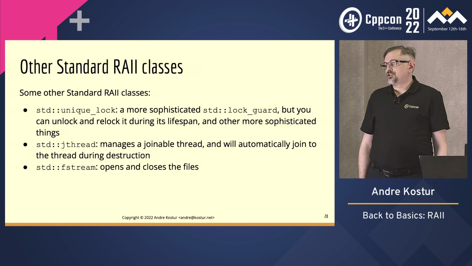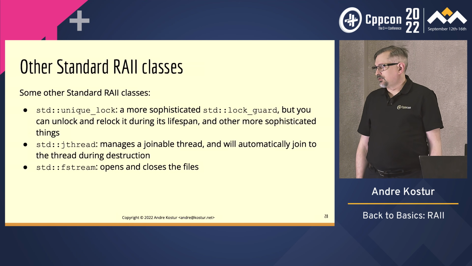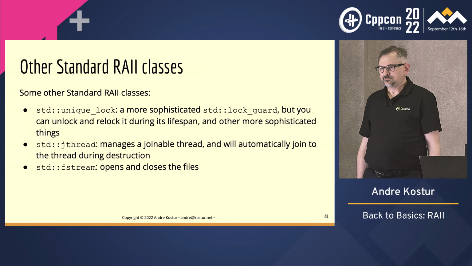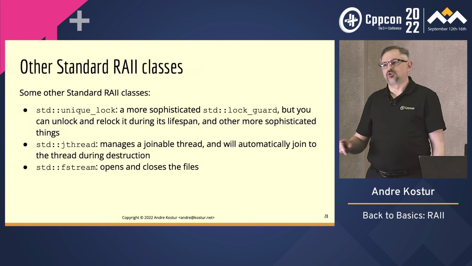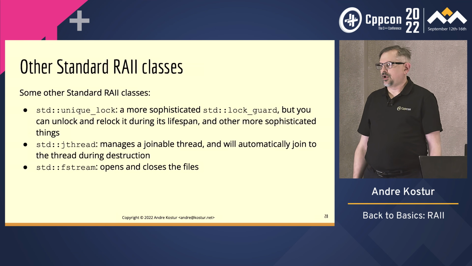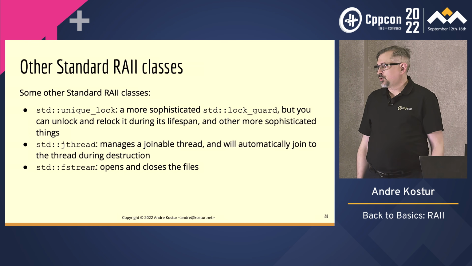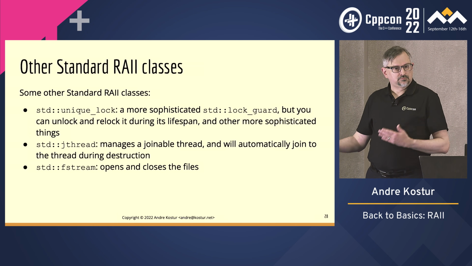std::jthread manages joinable threads. Recall that we used to have std::thread, and one of the problems of std::thread was that if you didn't join it when it went out of scope, bad things happened. std::jthread fixes this and says, when the jthread goes out of scope, it will join the thread. That's RAII. The thread's a resource. std::fstream opens and closes files. Same idea.